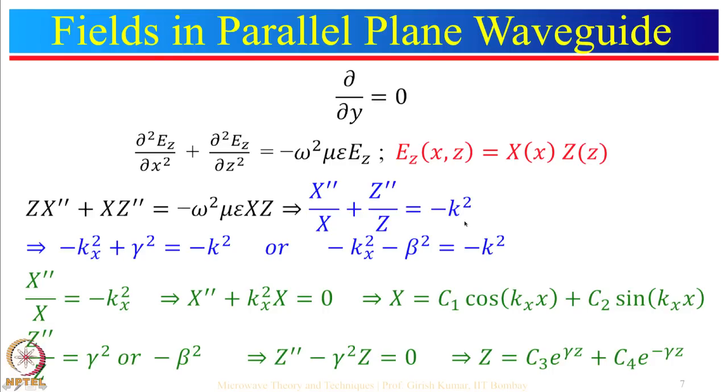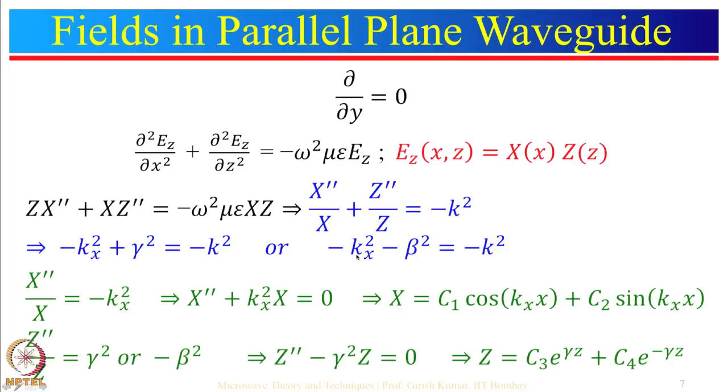Since k square is a constant and these variables are independent, these two terms should each be a constant. So we can take the double derivative of X divided by X is equal to minus kx square, and the double derivative of Z divided by Z is equal to minus beta square, or we can replace it with gamma square. If we take alpha equal to 0, then gamma square will become minus beta square. This negative sign for these constants is taken for the propagating wave, and if we take a positive sign, then the solution of the differential equation will be an exponential function.